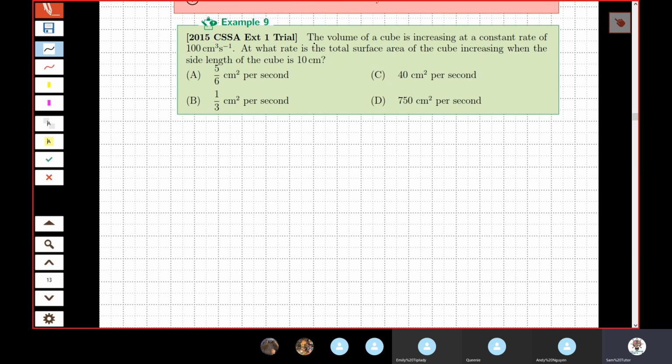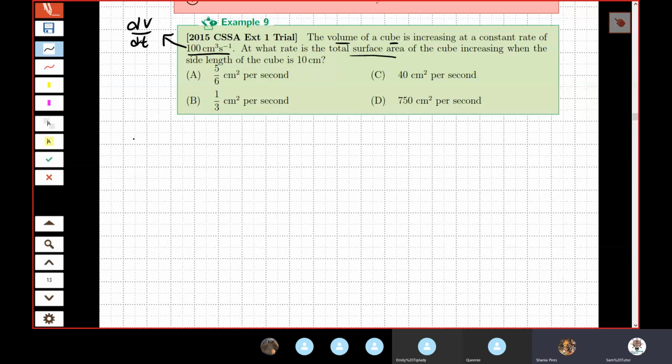Okay, let's have a read. Shania, let's do this one together. It's going to be a little bit of a longer one because you've got to break it up, but let's do it together. The volume of a cube is increasing at a constant rate of 100 centimeters cubed per second. So what is that? dV on dt. That's it. At what rate is the total surface area of the cube increasing when the side length is 10?